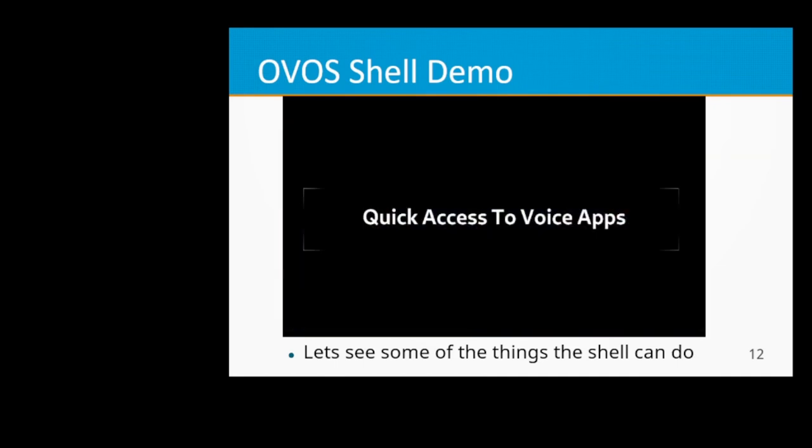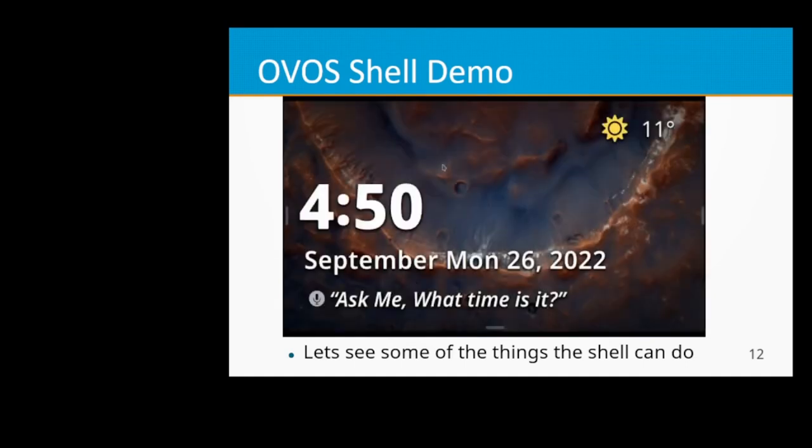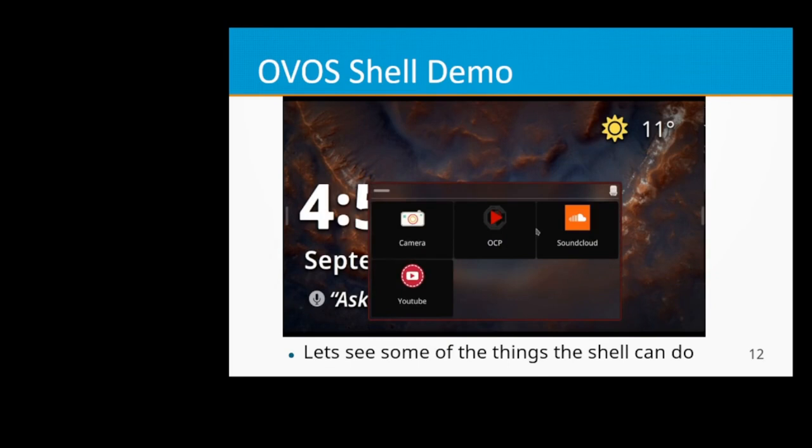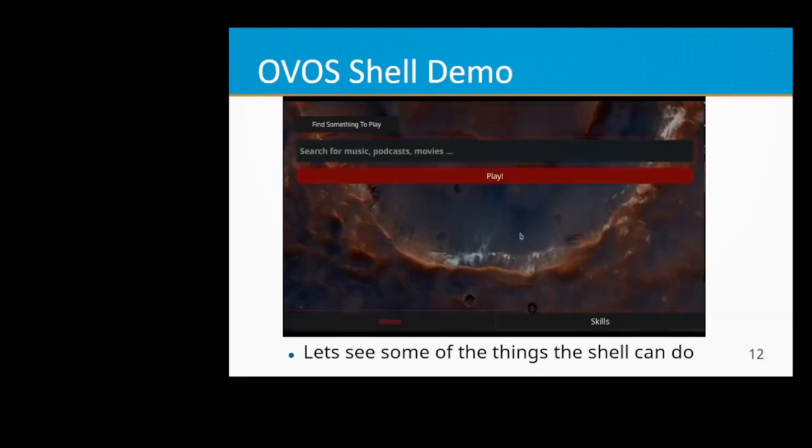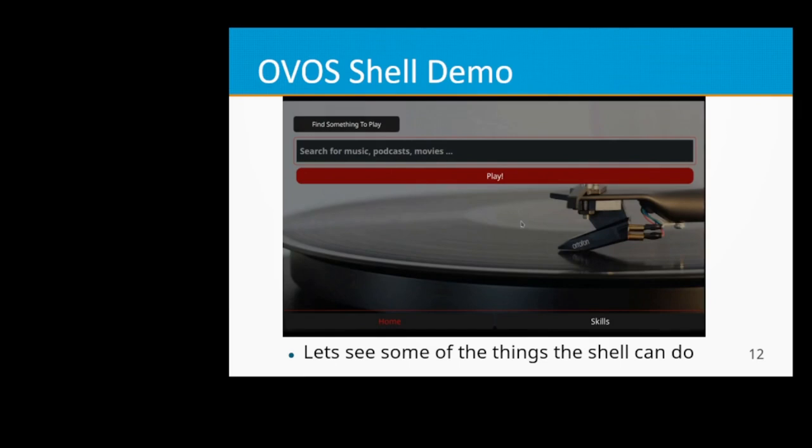OVOS shell provides you with quick access to voice applications. Voice applications are a concept where skills provide a home screen. These skills let you directly interact with the skill information using only a touchscreen when you don't want to use your voice.